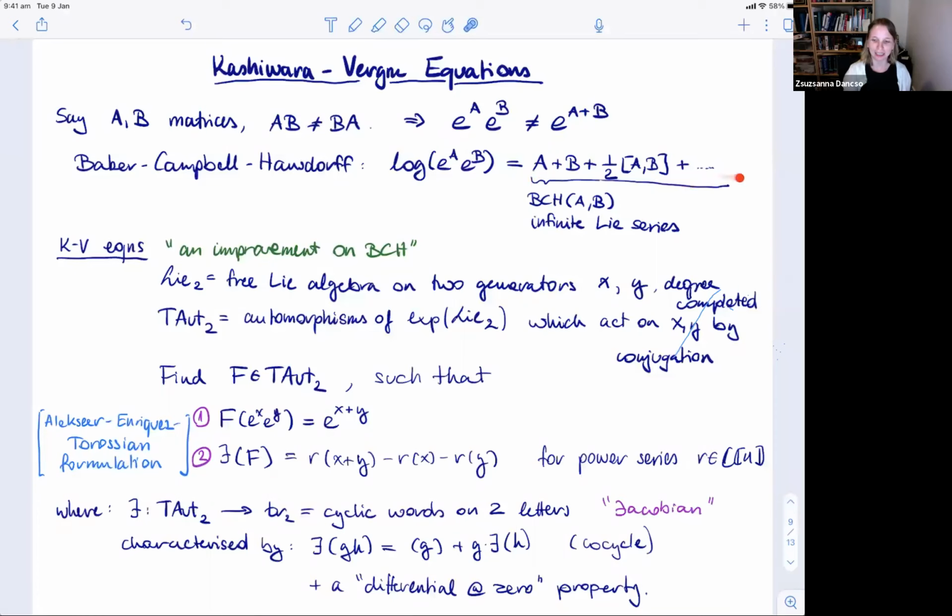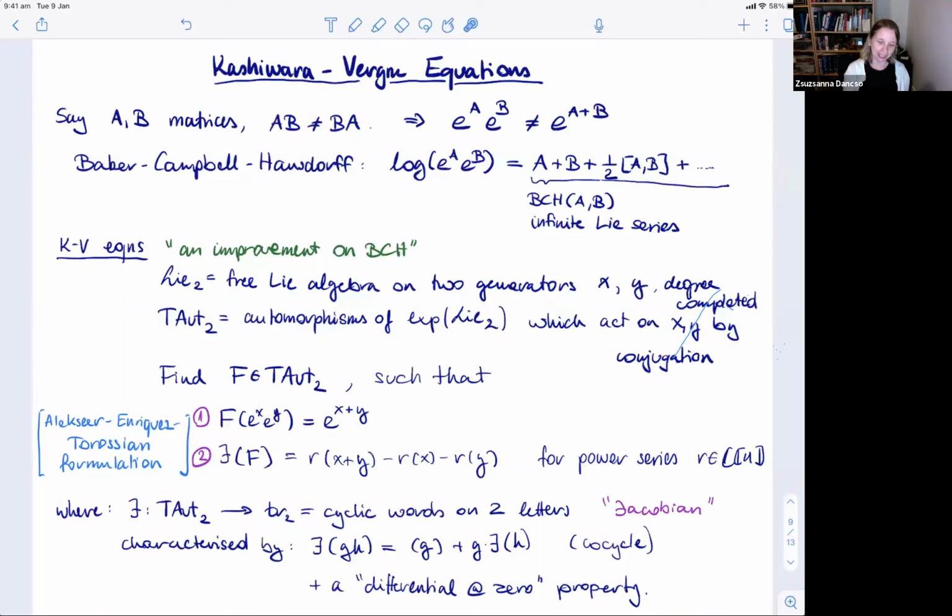And that exponent is an infinite Lie series. So an infinite linear combination of Lie-words in A and B. And it's called the Baker-Campbell-Hausdorff or BCH series in A and B. So the Kashiwara-Vergne equations, in some sense, improve on the Baker-Campbell-Hausdorff theorem. They refine the BCH series in some sense.